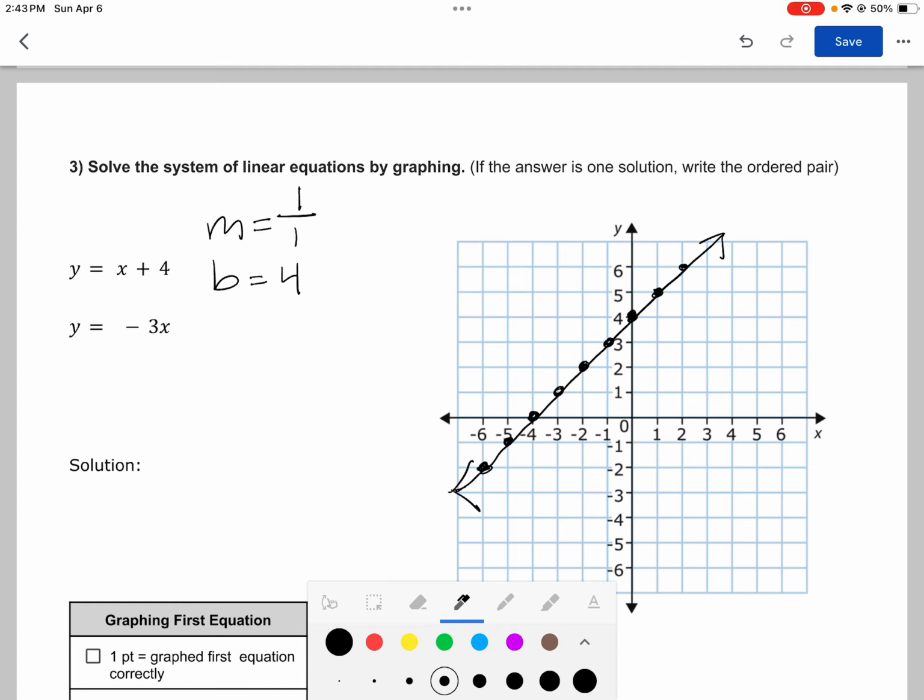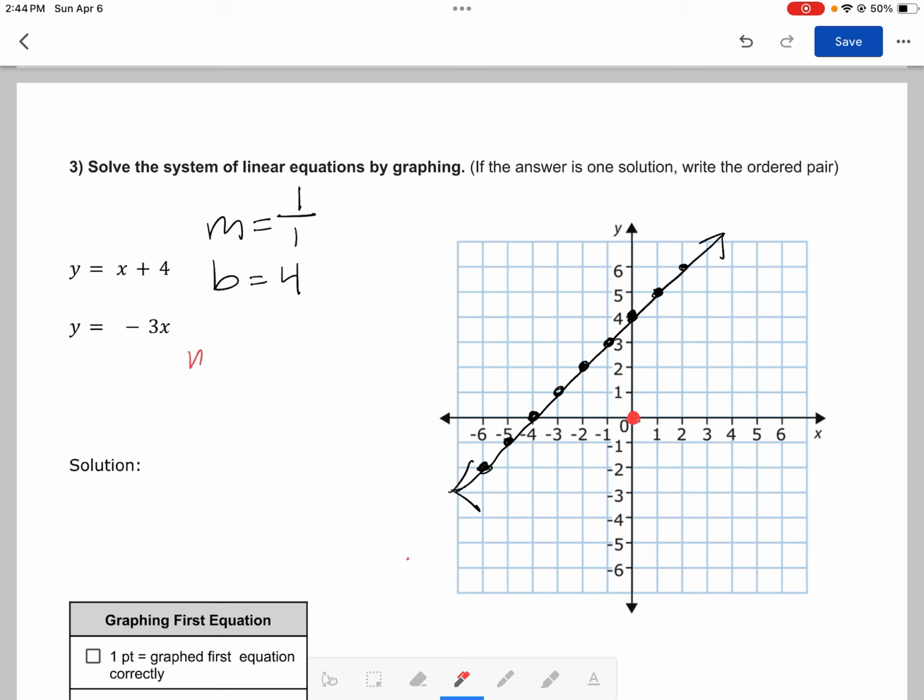I'll use red for the second. It says y equals negative 3x. In this case, I do have a y-intercept, but since it's not shown, I know it's going to be 0, 0, which is the origin. My m, or my rise over run, for this is going to be negative 3 over positive 1.